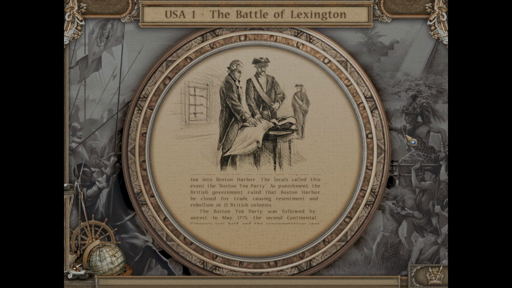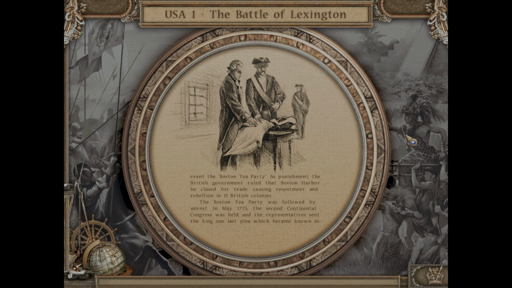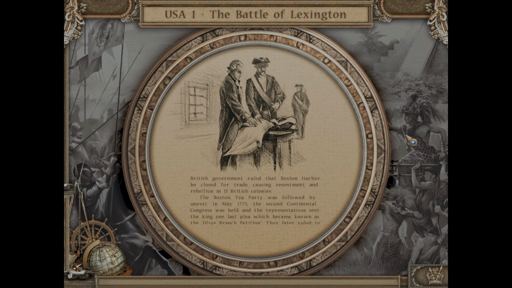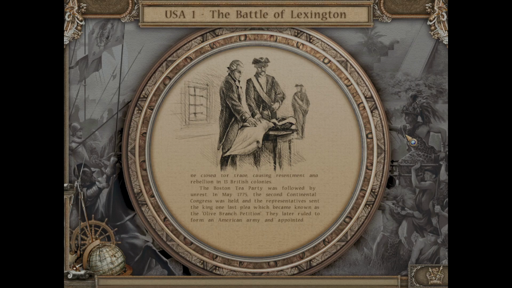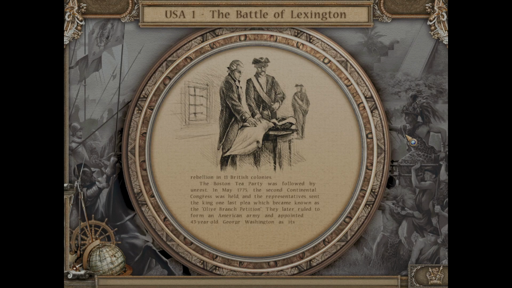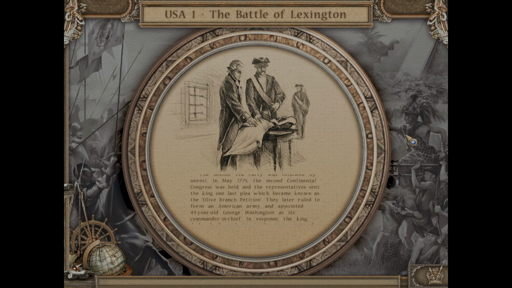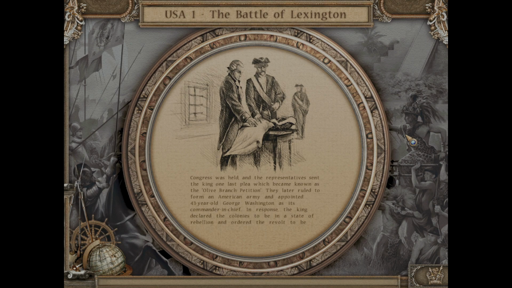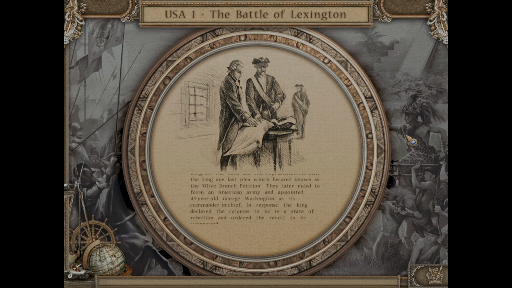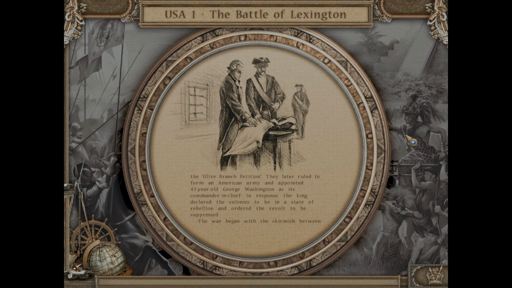As punishment, the British government ruled that Boston Harbor be closed for trade, causing resentment and rebellion in 13 British colonies. The Boston Tea Party was followed by unrest. In May 1775, the Second Continental Congress was held, and the representatives sent the king one last plea, which became known as the Olive Branch Petition. They later ruled to form an American army and appointed 43-year-old George Washington as its commander-in-chief.